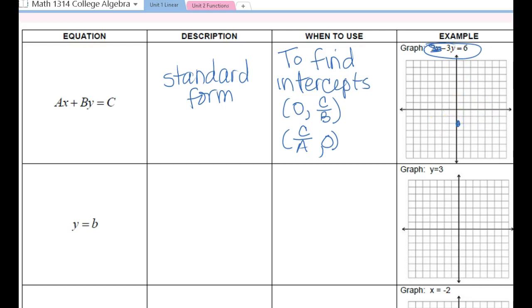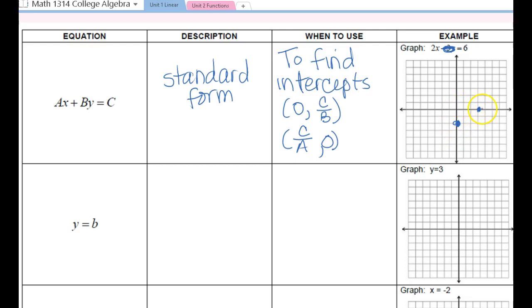And then I would do the opposite. Let y equal 0, and then I would find that x is equal to 3. 1, 2, 3. And so I have 2 points. From these 2 points I can find the slope.